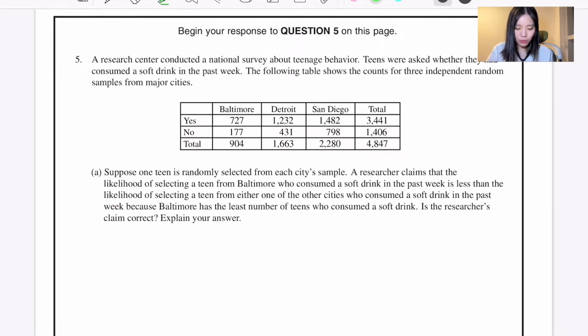Question A. Suppose one teen is randomly selected from each city sample. A researcher claims that the likelihood of selecting a teen from Baltimore who consumed a soft drink in the past week is less than the likelihood of selecting a teen from either one of the other cities who consumed a soft drink in the past week, because Baltimore has the least number of teens who consumed a soft drink. Is the researcher's claim correct? Explain your answer. Well, for this question, the answer would be a big no, right?